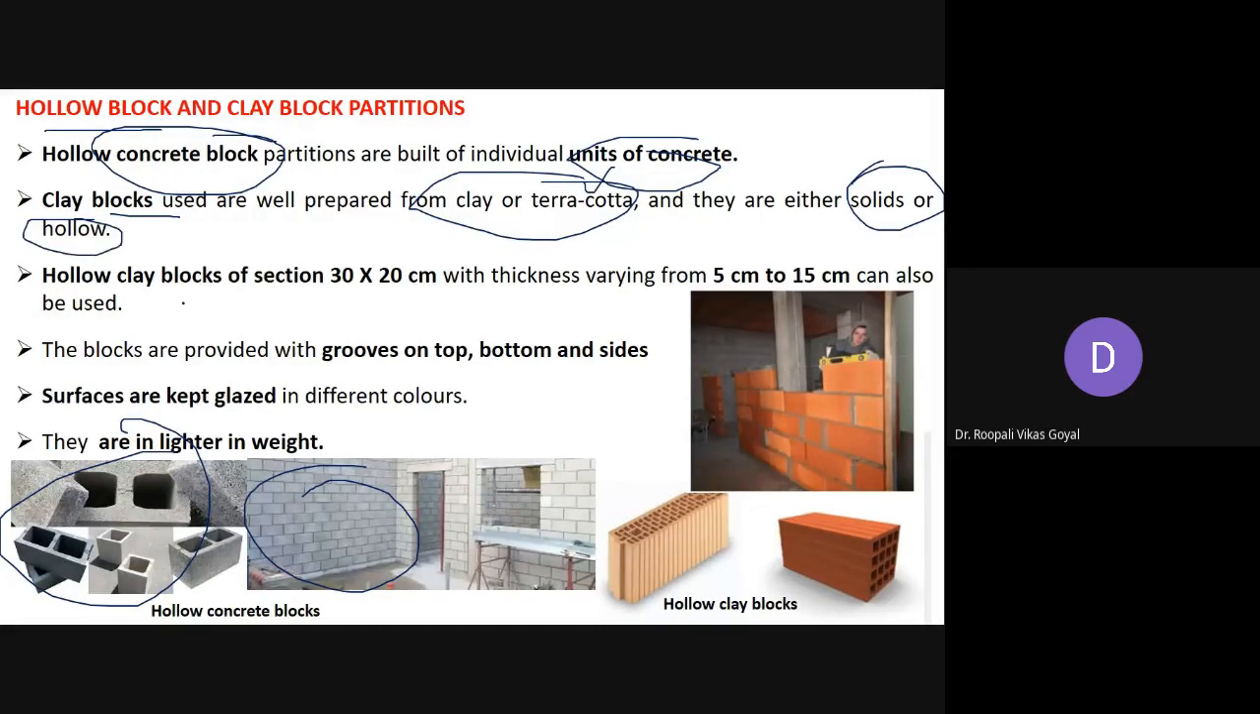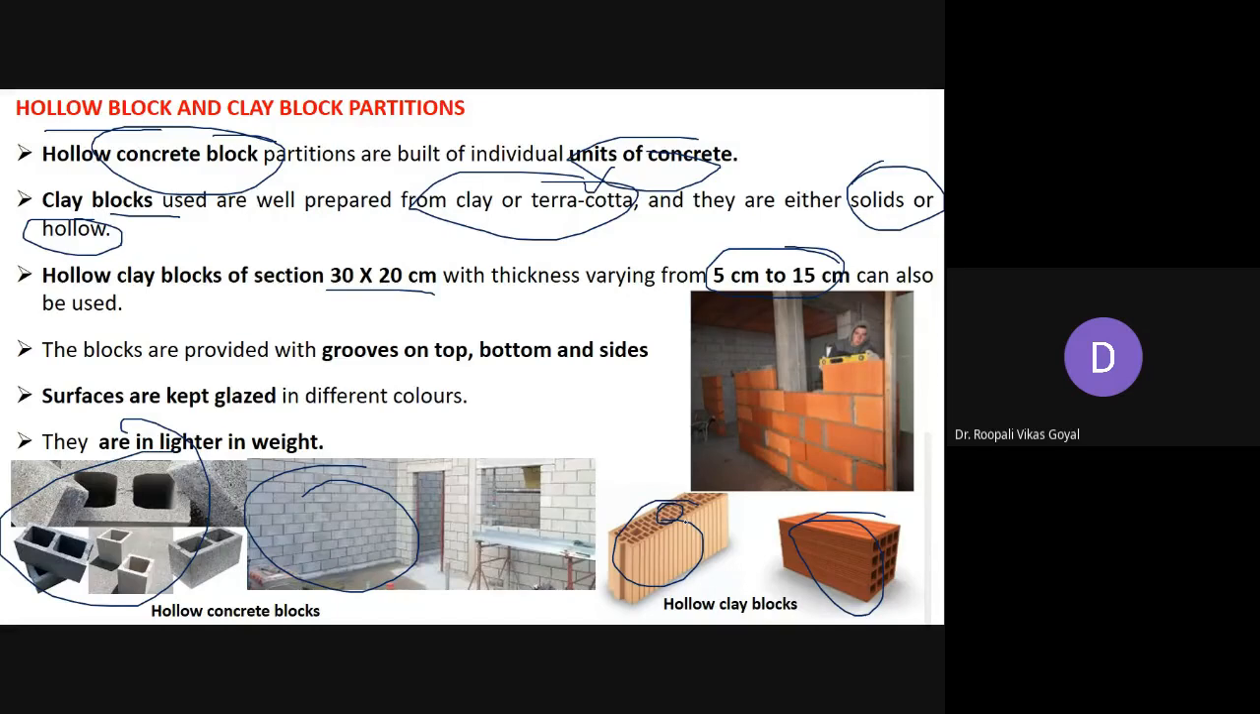And this hollow clay block may have a section size of 30 centimeter by 20 centimeter, and thickness varies from 5 to 15 centimeter. So these are some of the pictures of hollow clay blocks. These blocks are provided with grooves, at the top, bottom and side, to have proper jointing.